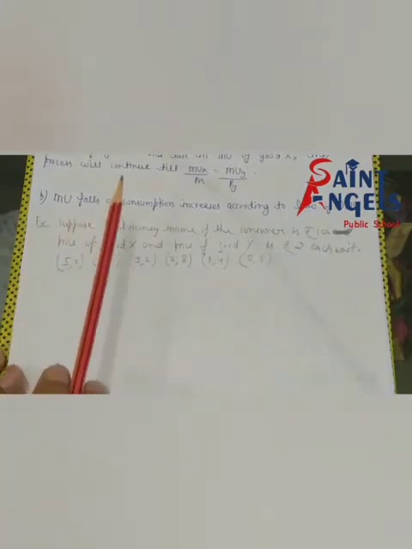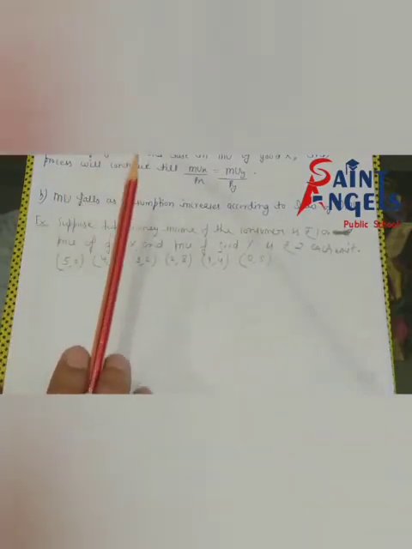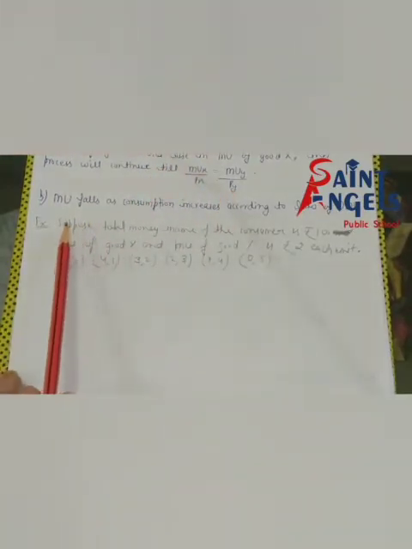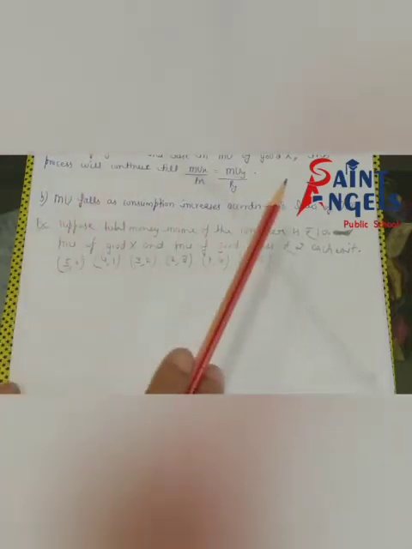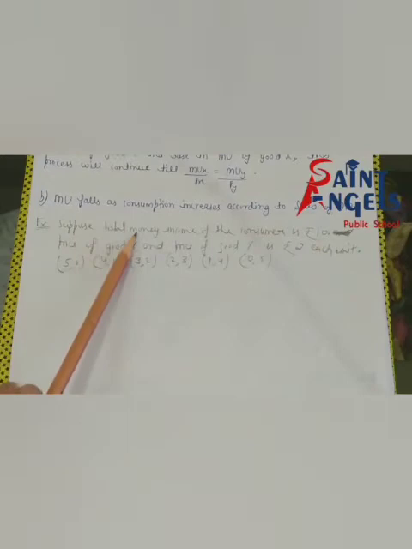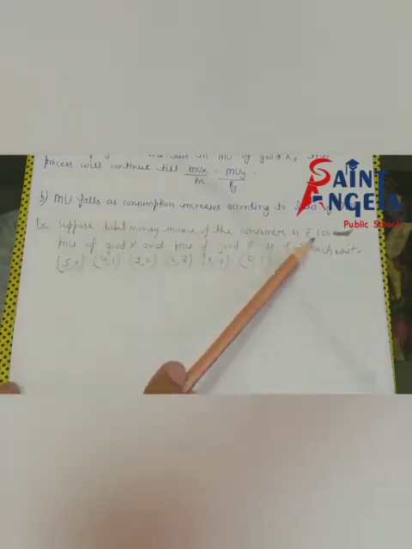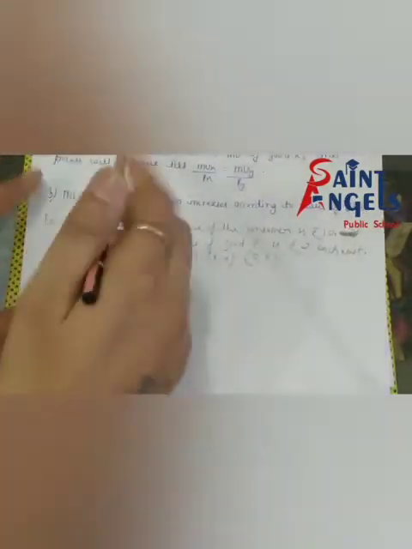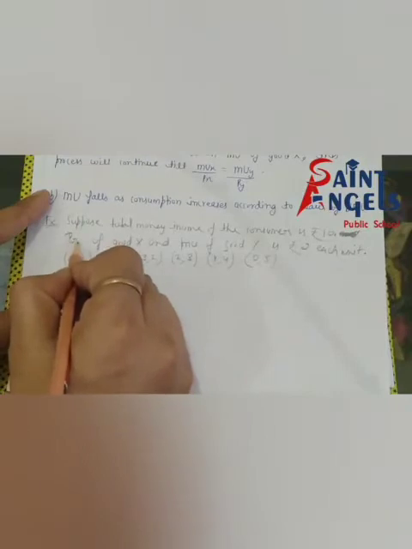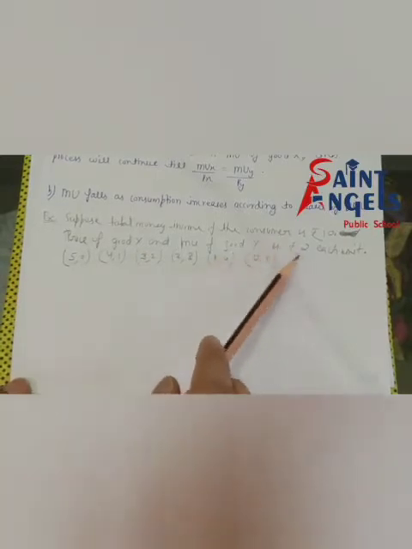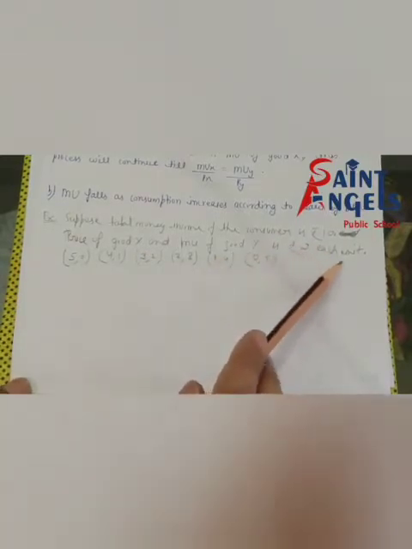Now today we are going to explain consumer equilibrium with the help of a schedule in the case of two commodities. Let's take an example to show consumer equilibrium. Suppose the total money income of the consumer is rupees 10, and the price of good X and the price of good Y is rupees 2 each unit.